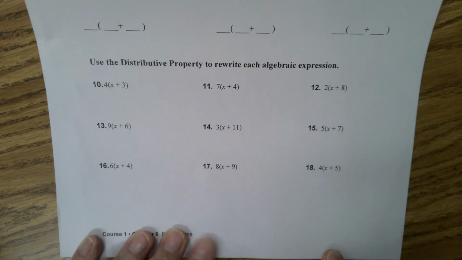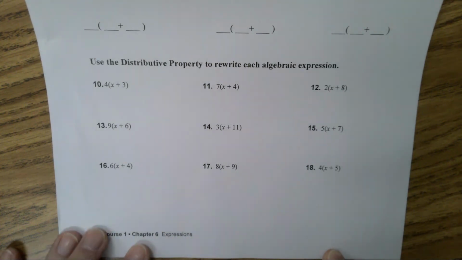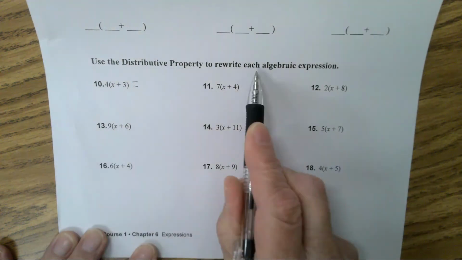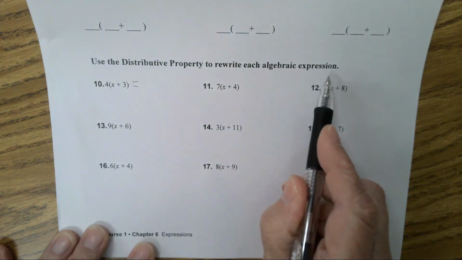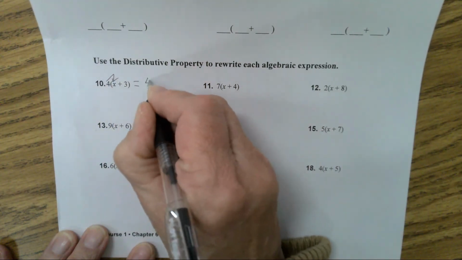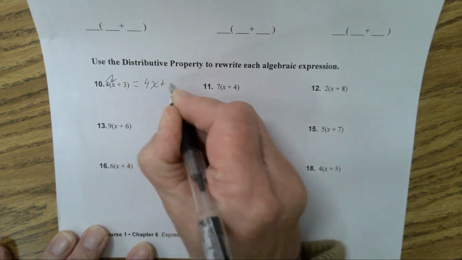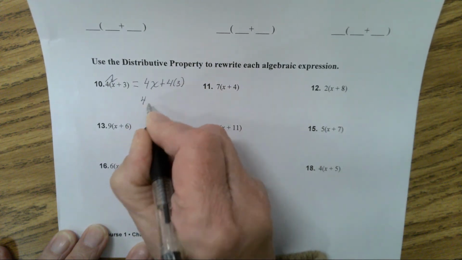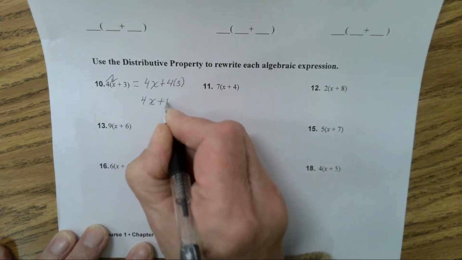On the second half of the front side of this worksheet, you're going to rewrite each algebraic expression using the distributive property. You're going to write 4 times x plus 4 times 3. Or you could have written 4 times x plus 12.